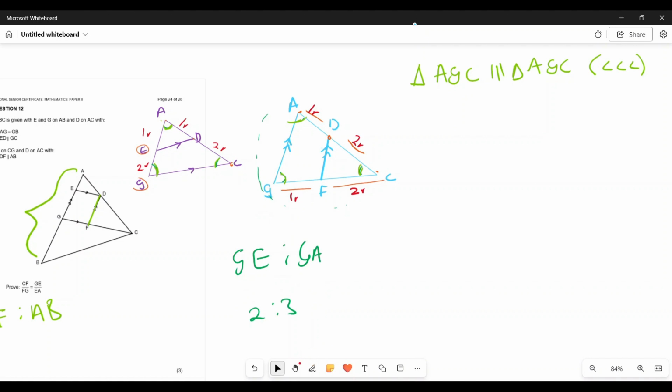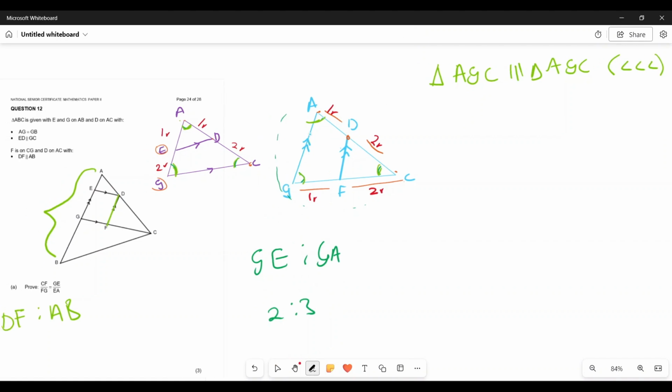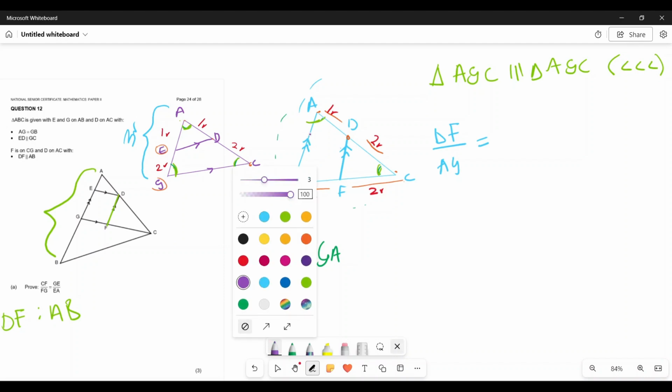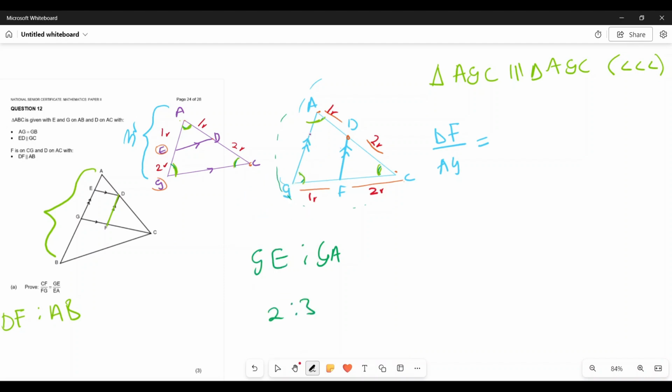Remember I said the first step is looking for DF. So I'm looking for my DF. So I'm going to say DF on this blue triangle over, do I have my line from A to G? Here I have my A to G, which is 3r, right? So over AG, it's equal to, now on the other triangle, which is in purple, which sides can I choose? I can choose AE over AG, right? So I can just write AE over AG.